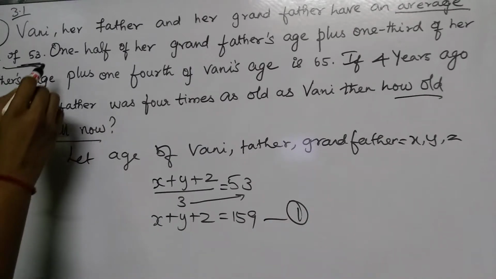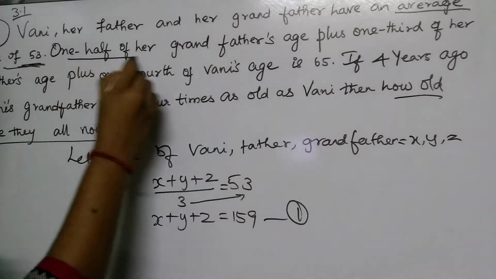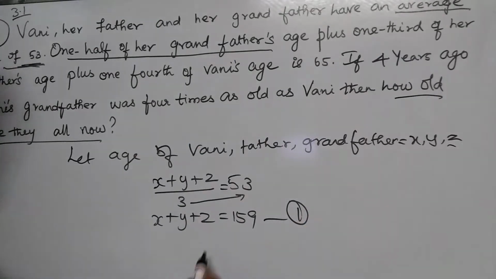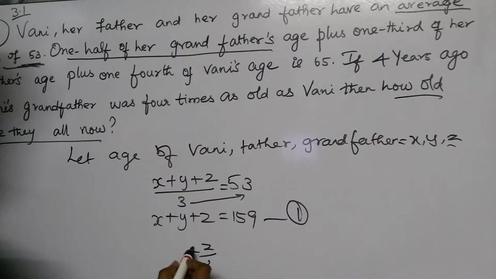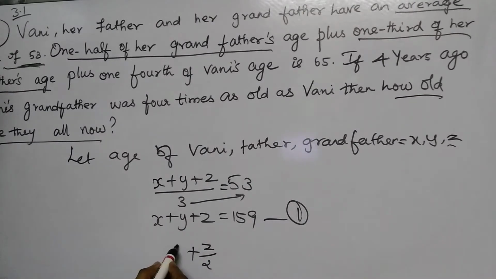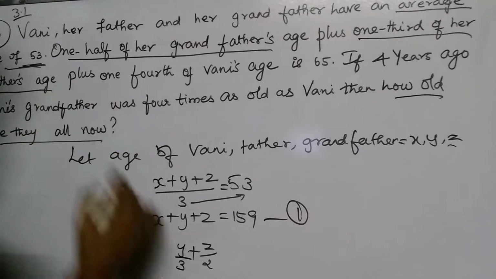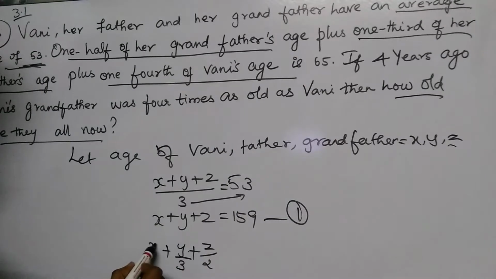Next, what is given? One half of her grandfather's age. Grandfather's age, what we have taken as z. That is z by 2. Half of z, z by 2. And plus one third of her father's age. Father we have taken as y, so y by 3. Then plus one fourth of Vani's age. Vani's age is x, one fourth of the age is x by 4. So that answer is given as 65.